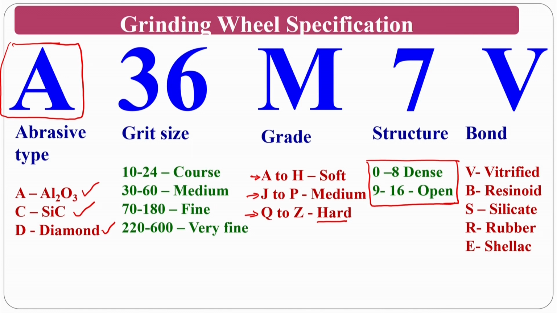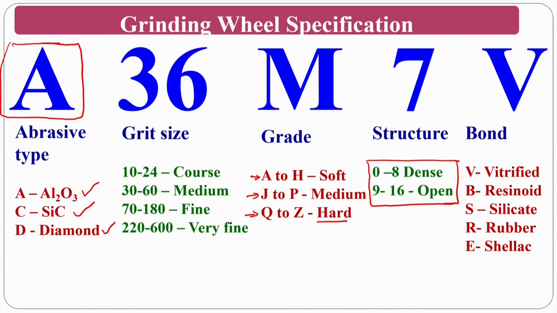Open structure means what? The particle distribution: how the abrasive particles are distributed on the grinding wheel. If consecutive particles are too near to each other, that means it is dense. If there is a gap, then that means it is open structure.